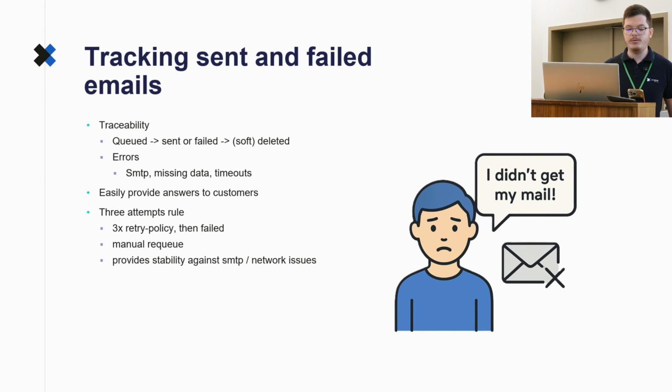And one of the key components we added and kept refining is traceability. Every email has its life cycle. When it enters the queue, it is queued, and then after processing, it may end up sent or failed. When something fails, we log the exact reason why the email sending failed. For example, SMTP error, missing data, timeouts, and so on. In practice, that means if a customer reaches out to us and says, I did not get my mail, we can take a look at the history, see exactly what happened, and respond with confidence.